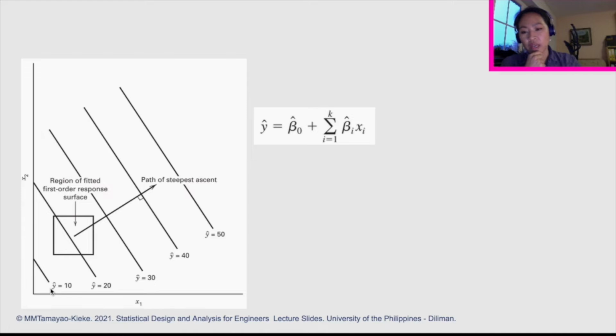And as you can see here, given the contours, this is a first order model, therefore we can see parallel lines here. So currently, we are at the region where our expected response is 20. So we want to move towards this direction where we could get to the point where y hat is equal to 50. And the path of steepest ascent is a path that goes through the center of the design space and perpendicular to the surface.